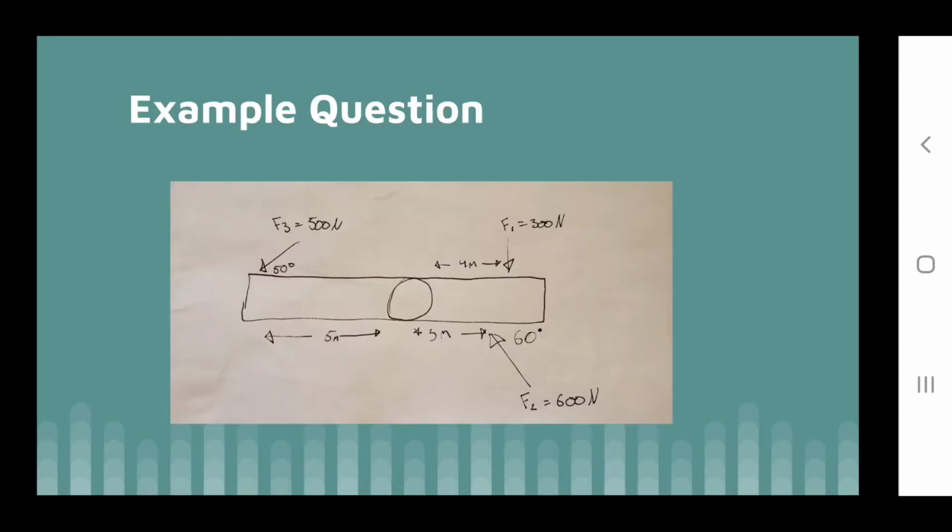Here is example question 1. Follow with me as I show you how to do a step-by-step process. Here we have a bar that has a center axis point with 3 separate forces acting upon it. 2 are counterclockwise and 1 is clockwise. We will dive into that a little bit later. As you can also see, 2 of them are acting upon this bar at an angle of 60 and 50 degrees.